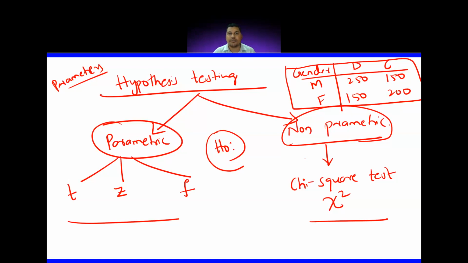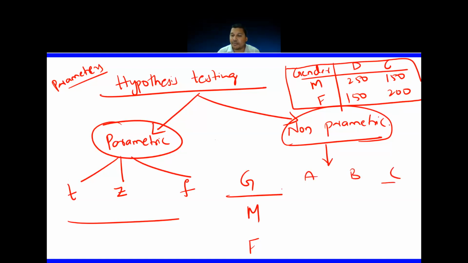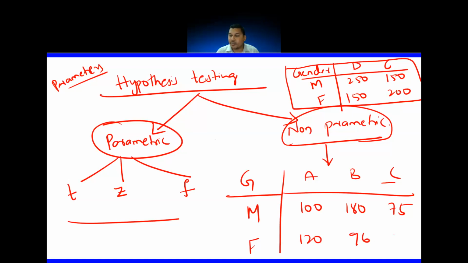But if you assume a larger one, we cannot say that there is some relation between the gender and the party. Maybe this can be best understood by this example. Already we have completed elections. So we have gender, male and female, and political parties A, B and C. Maybe 100, 180, 75, 120, 96, some 113. Some data is like this.